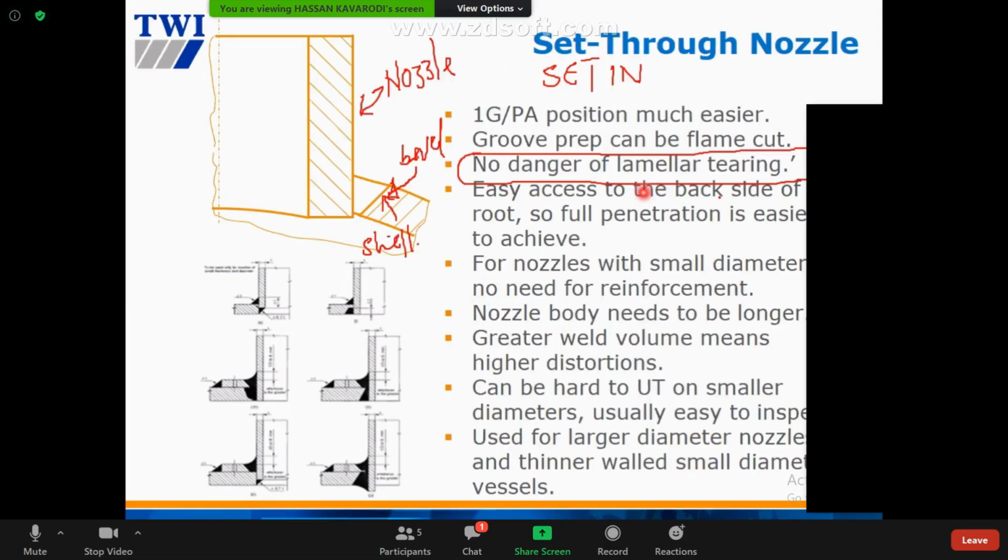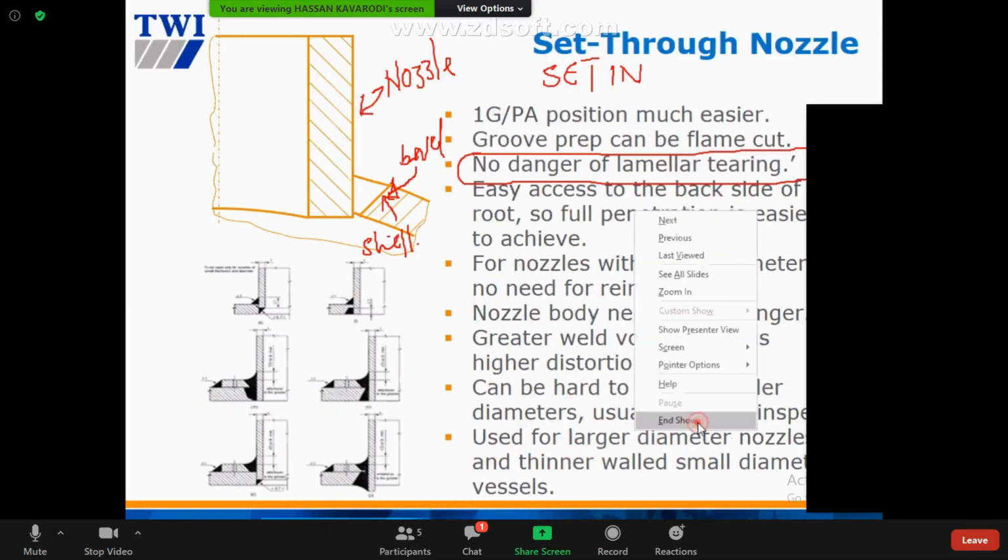Easy access to the backside of the root, so full penetration is easy to achieve. For nozzle with small diameter, no need for reinforcement. Nozzle body needs to be longer. Greater weld volume means higher distortion. Can be hard to use on small diameter, usually easy to inspect. Used on large diameter nozzle and thinner wall, small diameter vessel. All right.